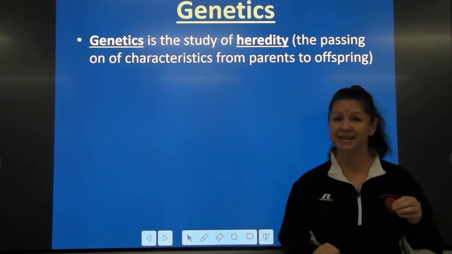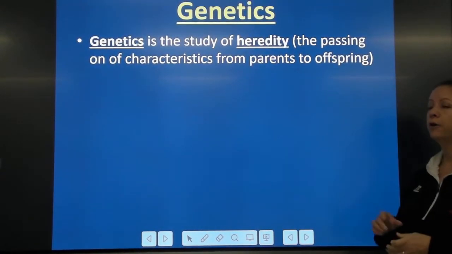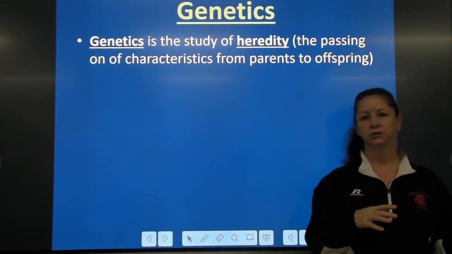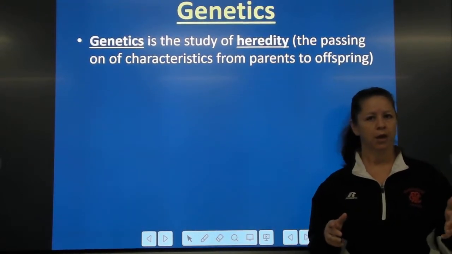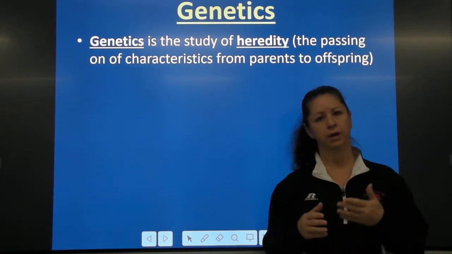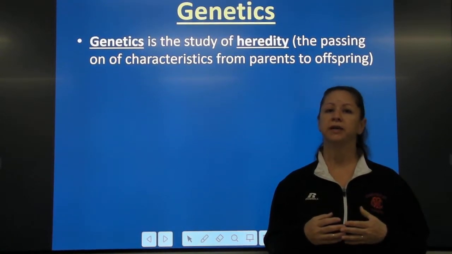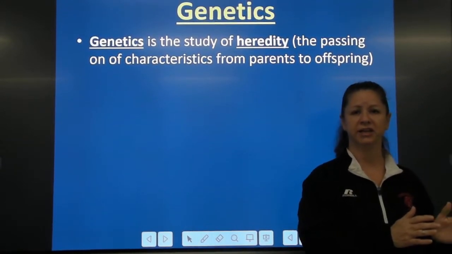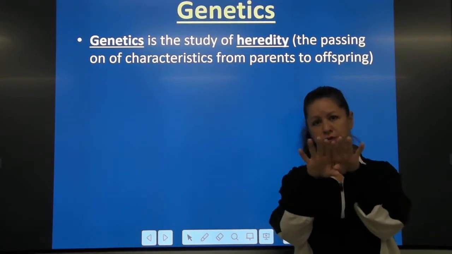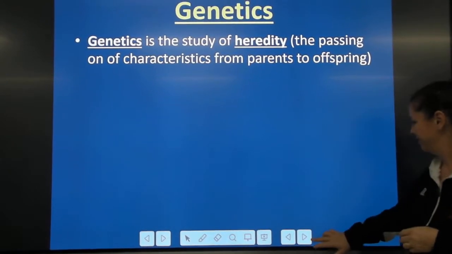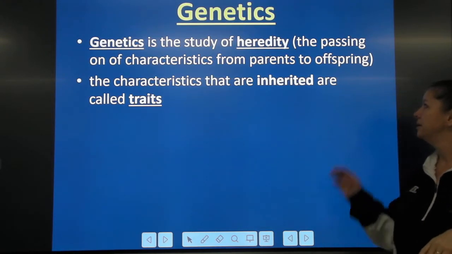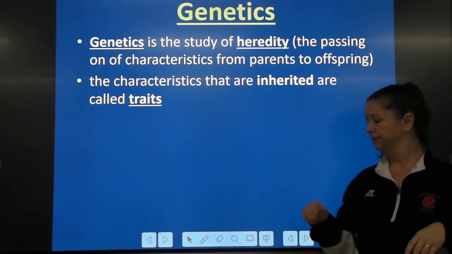Now, genetics is the study of heredity, which is the passing on of characteristics from parents to offspring. Your genes, all of your genes, every single one of them came from your parents. You literally got half of your genes from mom and half of your genes from dad. And those two come together to make you. Now, those characteristics that are inherited are called traits.